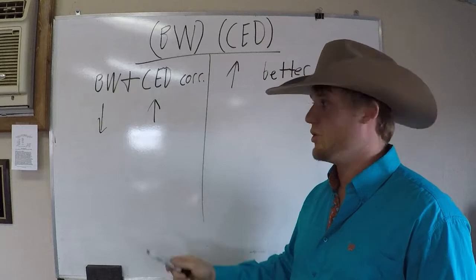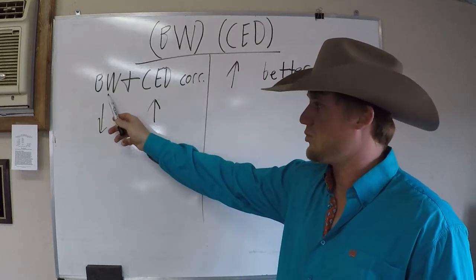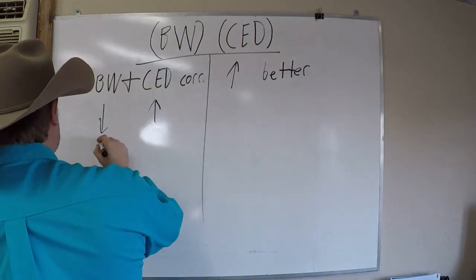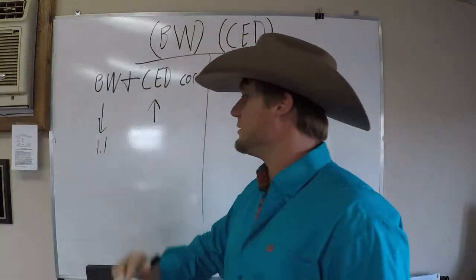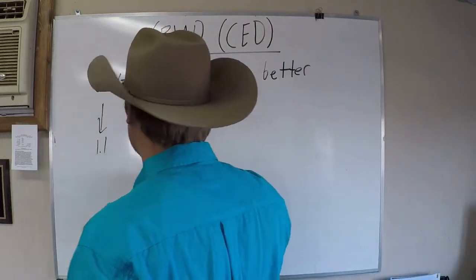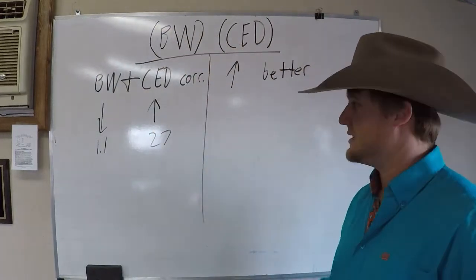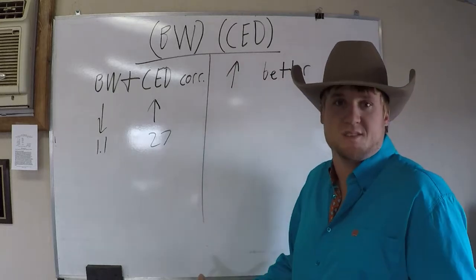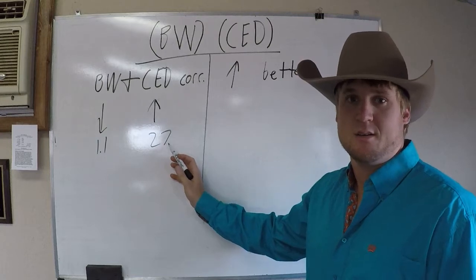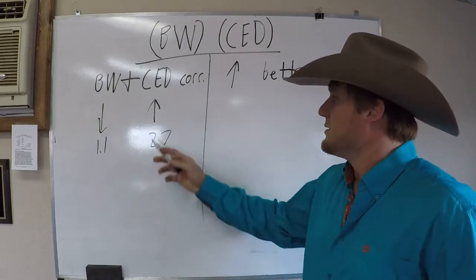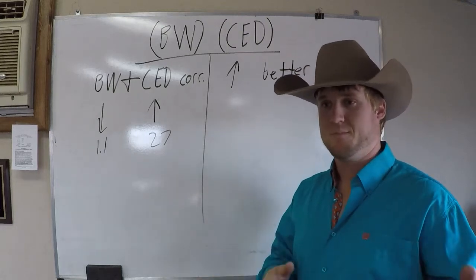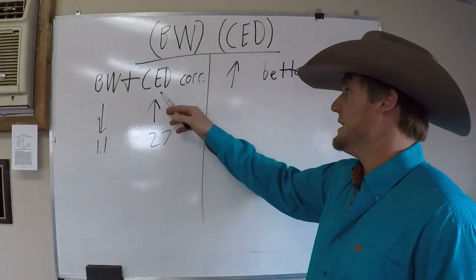The Angus Association will lower this based off the birth weight. So for example, let's say your birth weight is 1.1. They will not give you a CED of 27. It's not going to happen. It just won't happen. It doesn't make sense, right? How can this be high and this be high? See how they're correlated?